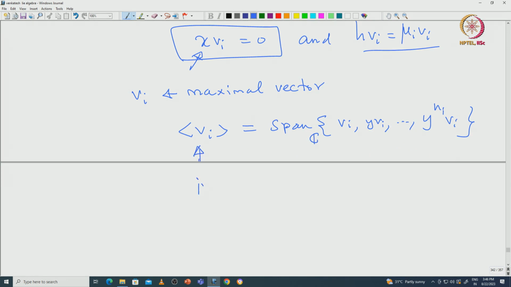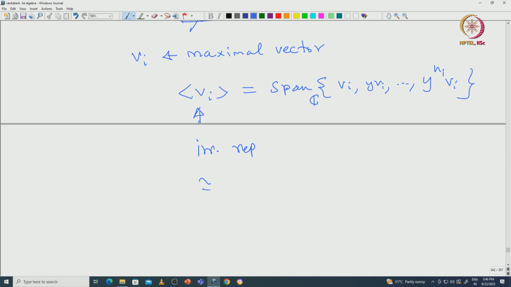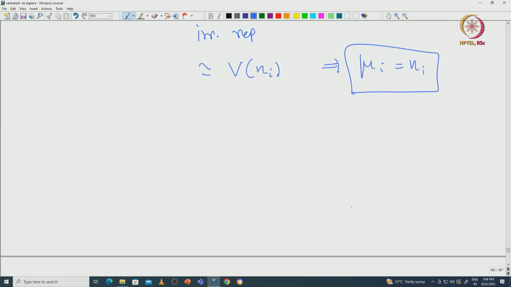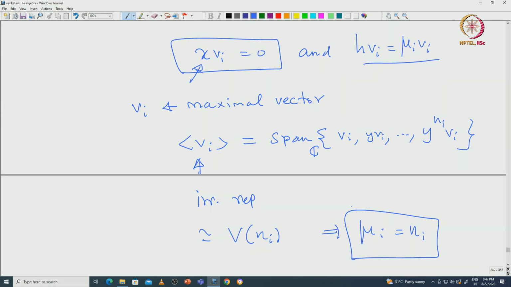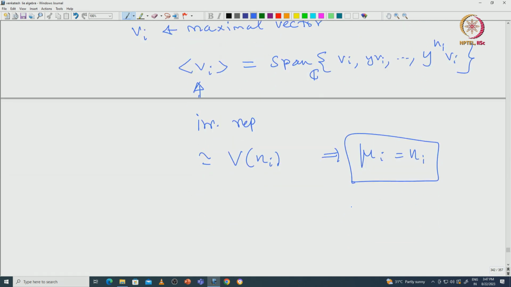So, this becomes an irreducible representation, and this will become isomorphic to, naturally, V of n_i. Okay. So, that forces this mu_i to be equal to n_i. So, we have these sub-representations generated by v_i, and then we know that whatever the highest weight, or the maximal eigenvalue, that will be n_i.